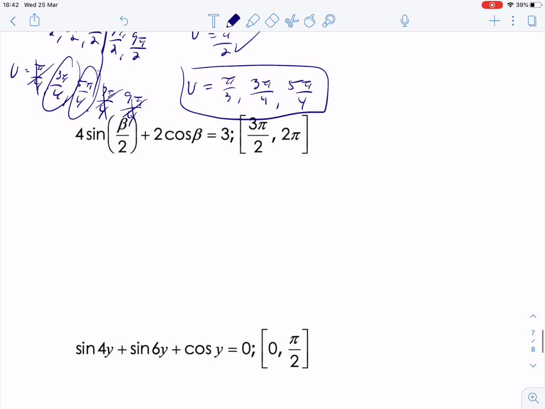Okay, next. All right, we got to square both sides to get rid of that square root here.